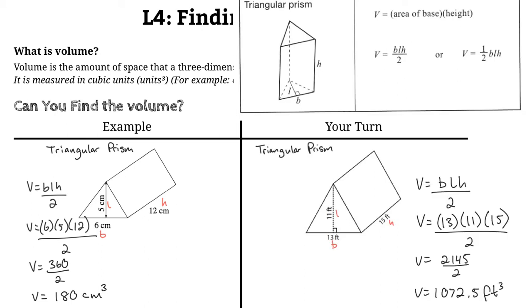So this is what I got. Our shape was a triangular prism, just like in our example, so we're using the same formula. It's really helpful when you label your diagram with the side measurements that you need, so it's just easier to plug it into your formula. So volume is just equal to 13 times 11 times 15, all divided by 2, and when I did that calculation, I got that volume is equal to 1072.5 feet cubed. And don't forget that exponent of 3 on your units whenever you're calculating volume.